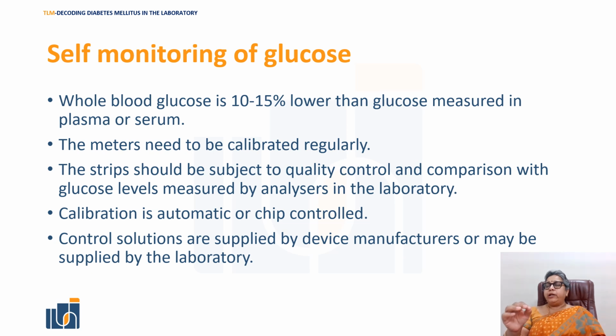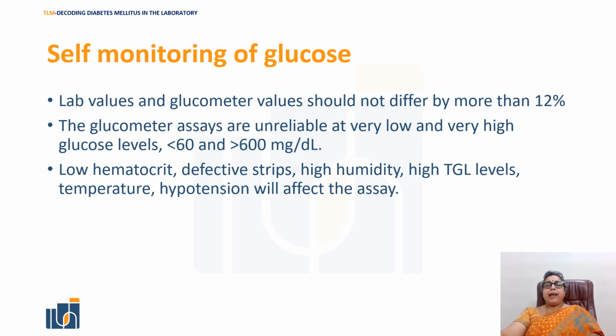Now, to do quality control, these control solutions are supplied by the device manufacturers, or sometimes the laboratory may make these control solutions and supply it. So you have to get your device calibrated and subject to quality control regularly if you want to believe that the values that you get out of it are reliable. This is very, very important when you're using these self-monitoring devices. The lab values and the glucometer values should not differ by more than 12%.